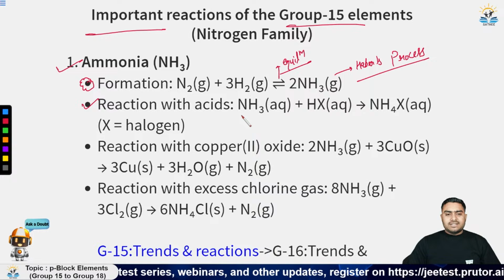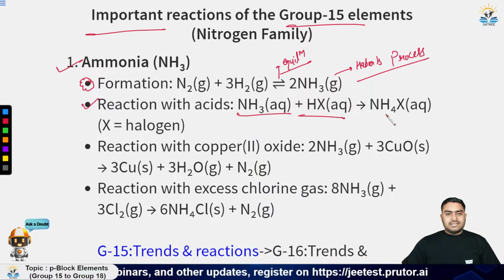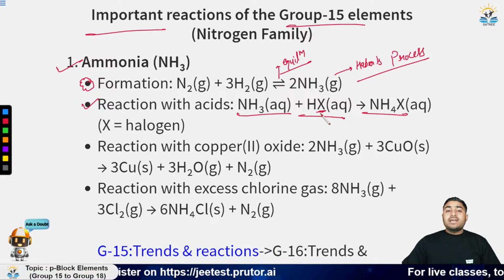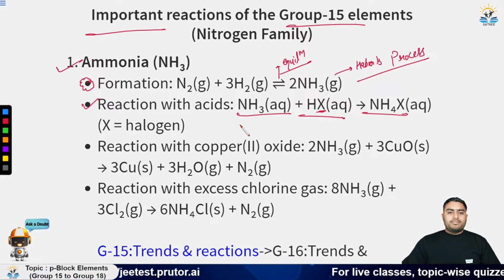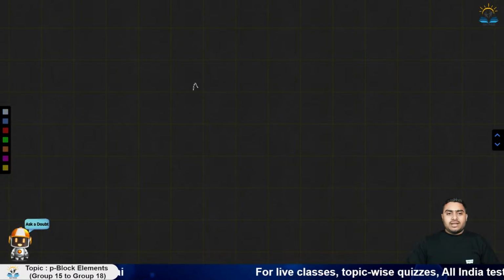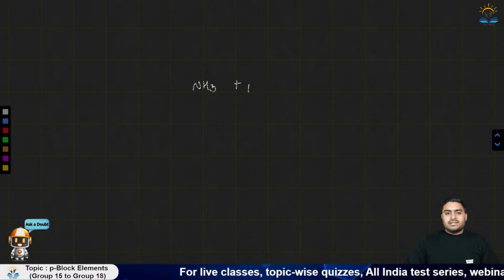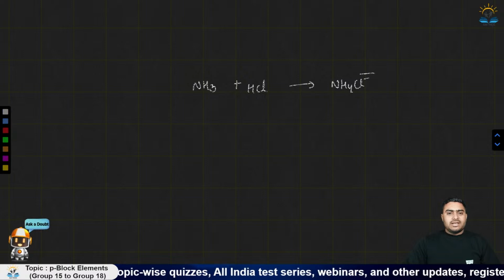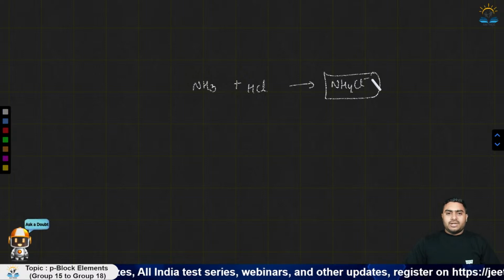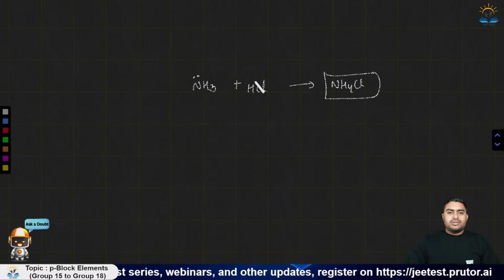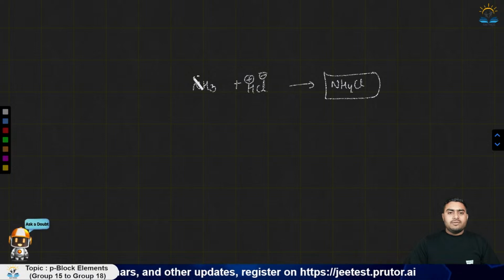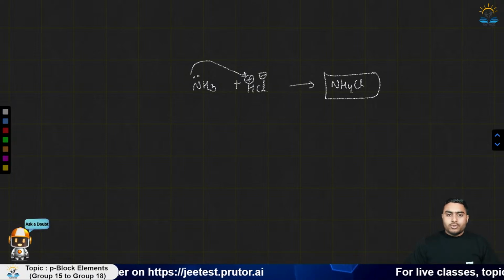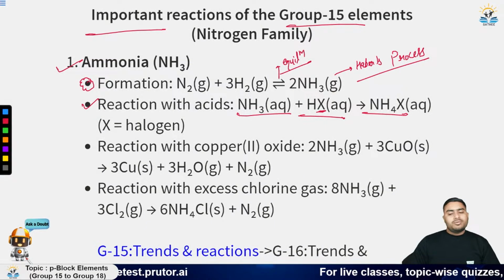Same reaction with acids. You can see ammonia, when it reacts with acids, forms an ammonium halide, right? If X is a halogen, for example, NH3 plus HCl forms NH4 positive and Cl negative. So what happens here? Ammonia has a lone pair, hydrogen will be positive, Cl will be negative, and ammonia will accept this hydrogen, because acids mean loss of proton, acids mean loss of hydrogen, H positive, right?